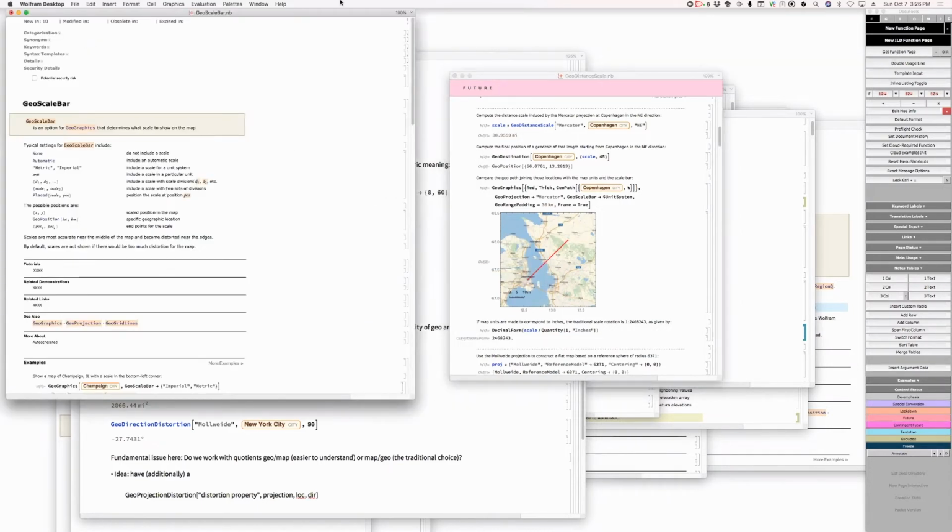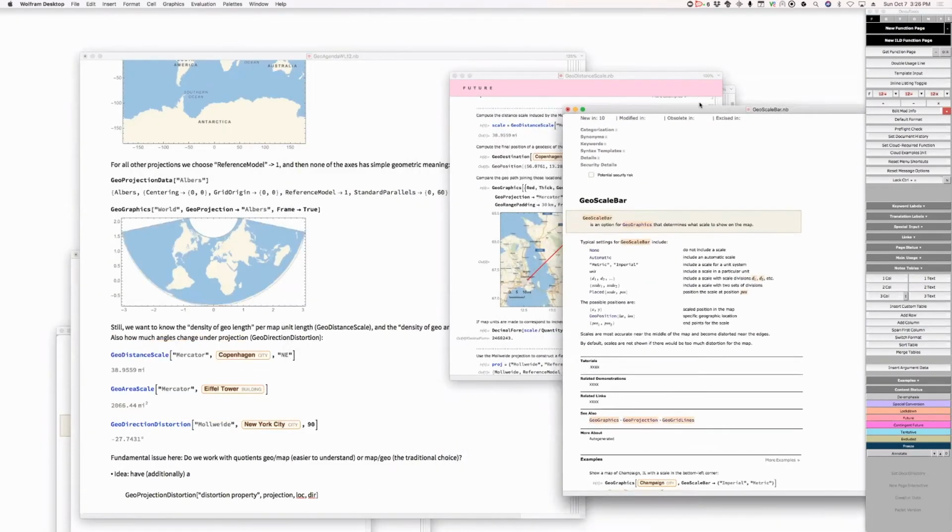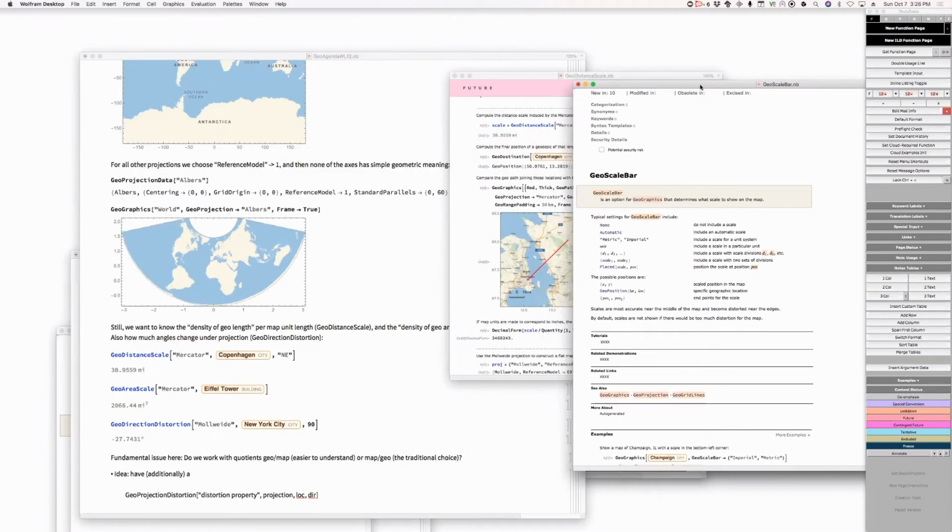Yes, right now, geoscale bar goes to automatic, puts both metric and imperial. I'm trying to convince Brett that it should be only the one that is determined by dollar unit system. Even more confusingly, one could have a map of a part of the Earth that one is not currently in, but I think it should be where one is currently in that determines the unit type. Right, because that's the units you are used to. Yes. Okay.